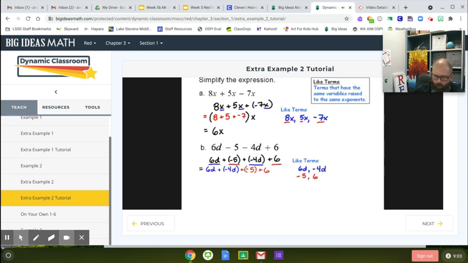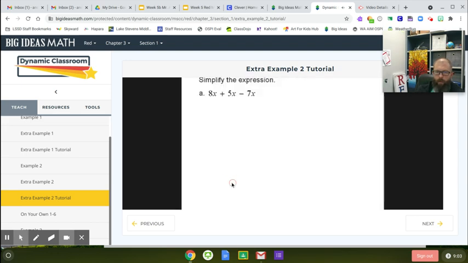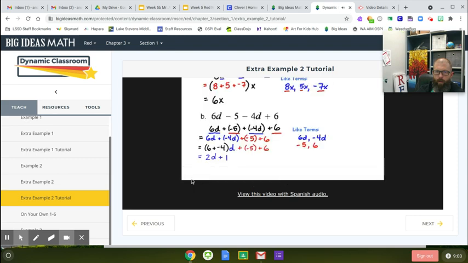The last thing we want to do is combine like terms using the distributive property. So we can add 6d plus negative 4d by adding the coefficients first. 6 plus negative 4, and this is multiplied by d. And we want to add negative 5 and 6 as well. 6 plus negative 4 is 2, so we have 2d. Negative 5 plus 6 is 1, so the expression is 2d plus 1. The simplified expression is 2d plus 1.